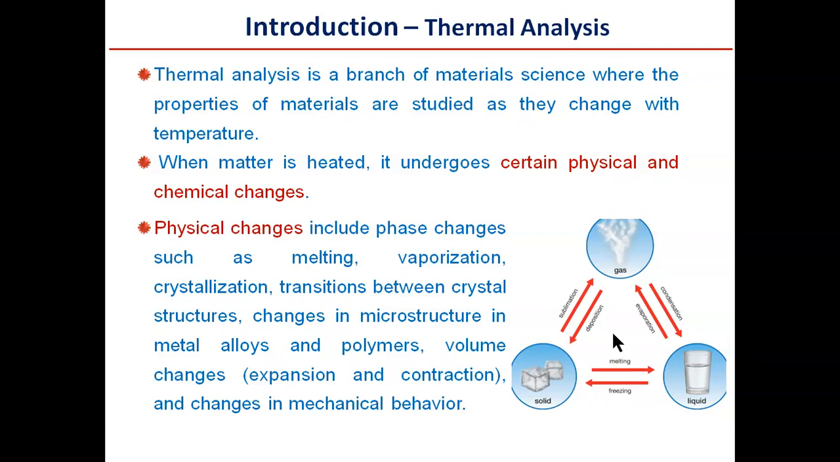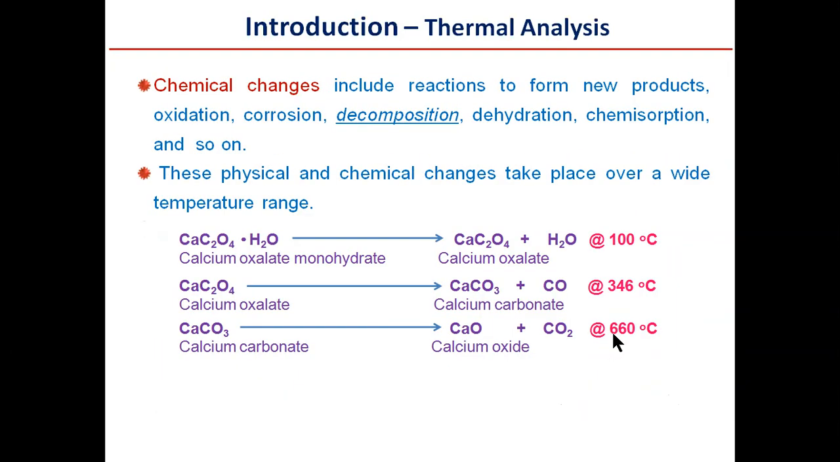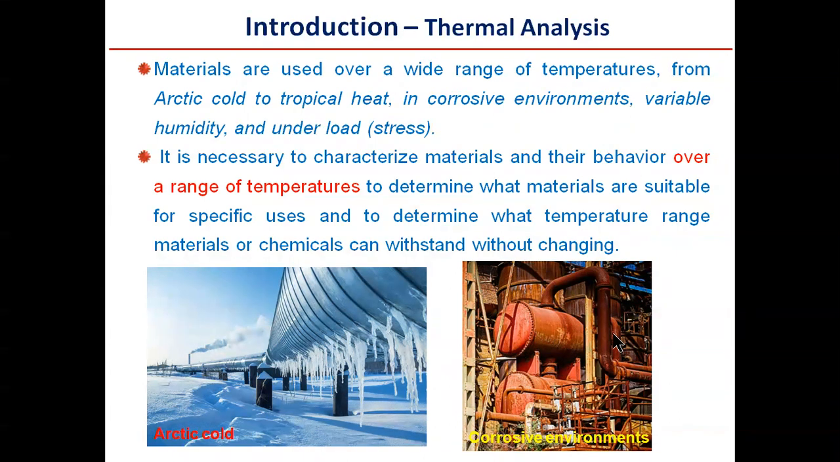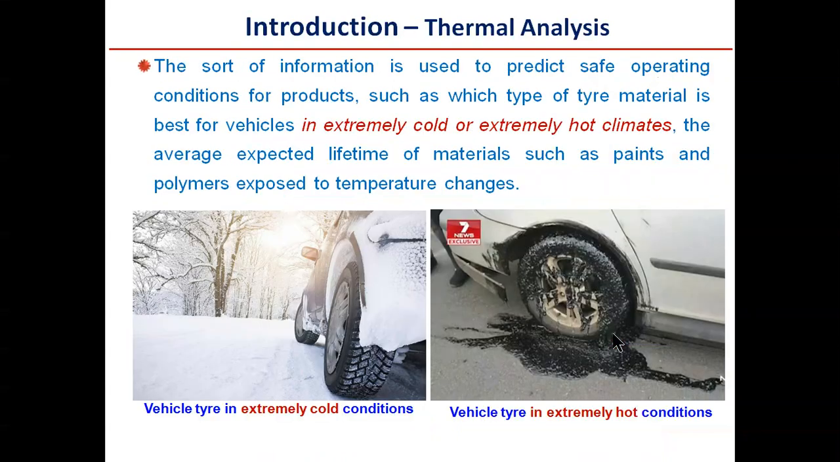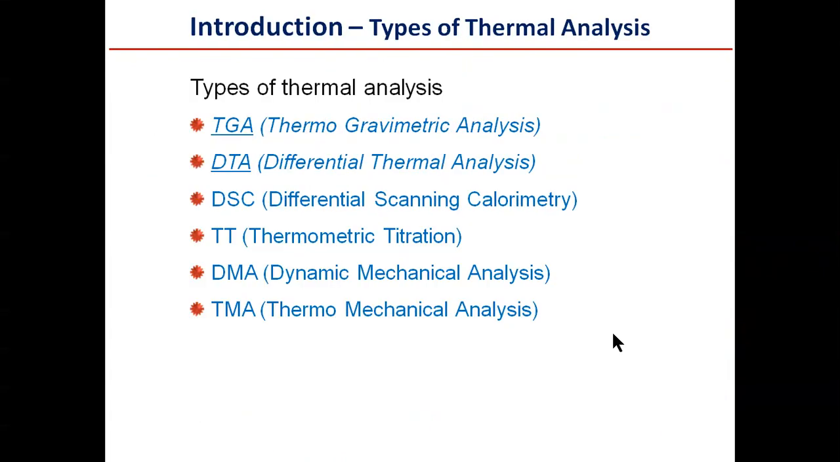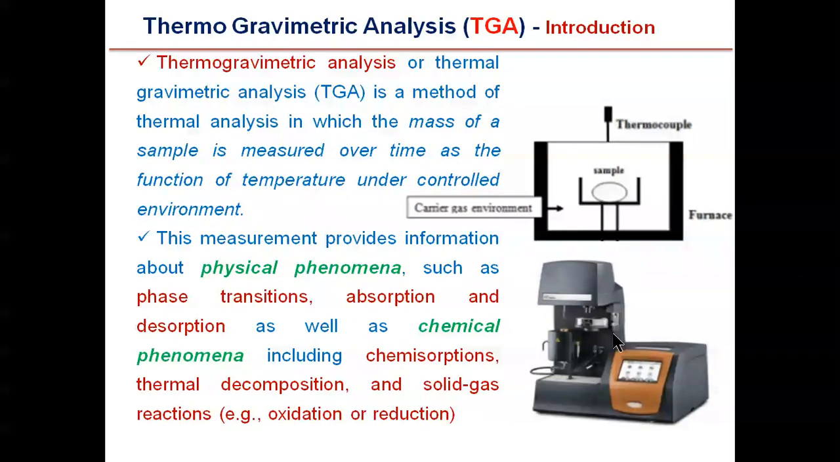Thermal analysis is simply a branch of material science where the properties of materials are studied as they change with temperature. There are mainly two changes, physical and chemical changes, and those are monitored by thermal analysis. We have various materials which need to be examined before their practical use. There are six types of thermal analysis, and in that, we started discussing thermogravimetric analysis.